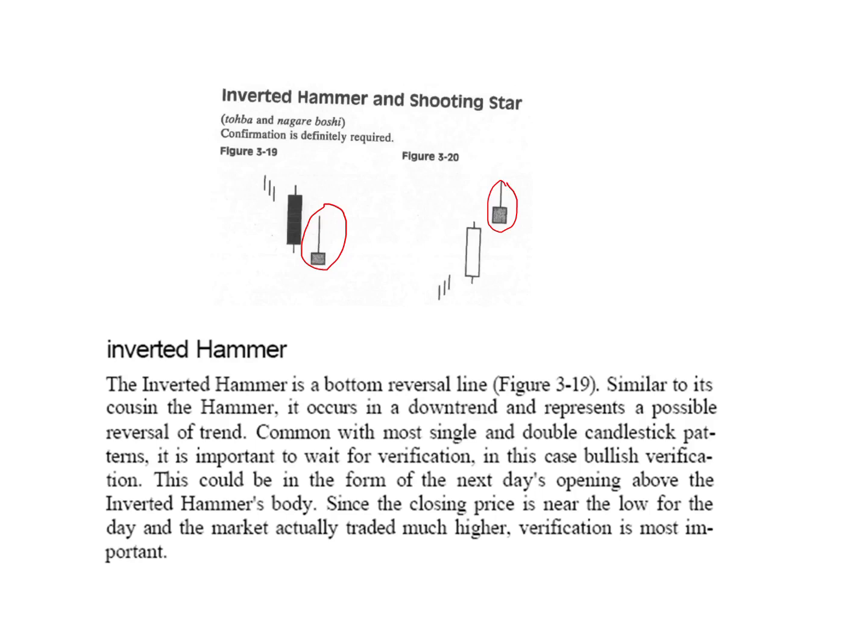Common with most single and double candlestick patterns, it is important to wait for verification, in this case bullish verification. This could be in the form of the next day's opening above the inverted hammer body. If an inverted hammer is formed at the continuation of a downtrend, the next day's opening should be above the body of the inverted hammer. This will indicate a possible reversal of the trend. Since the closing price is near the low of the day and the market actually traded much higher, verification is most important.